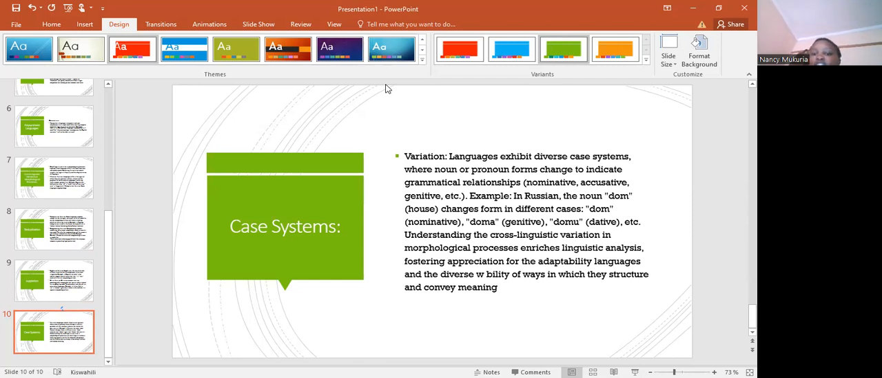Understanding the cross-linguistic variation in morphological processes enriches linguistic analysis, fostering appreciation for the adaptability of language and the diverse ways in which structure conveys meaning. And that's the end of it.